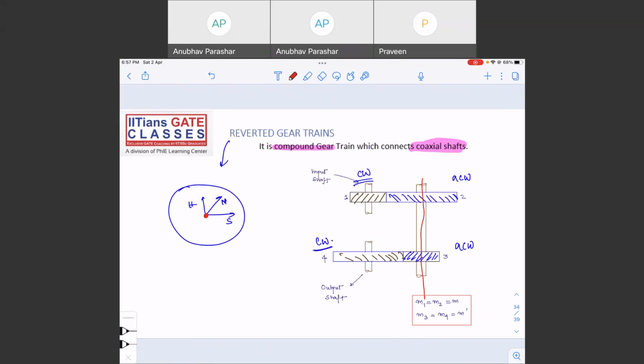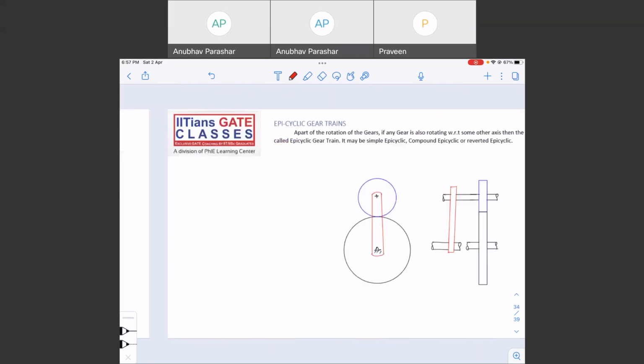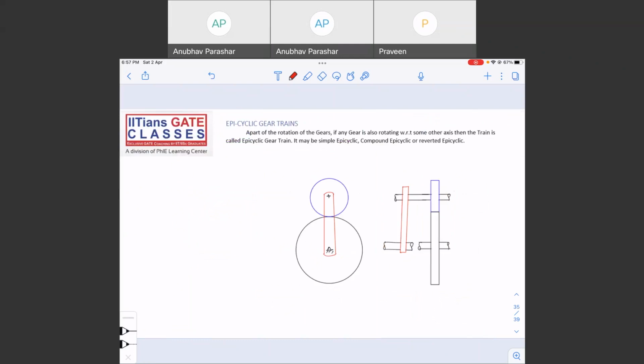That is what gears are used inside, and what kind of gears are used? Gear trains. So three questions are possible from here, right? So next is the epicyclic gear train.